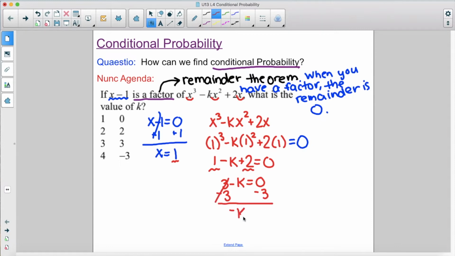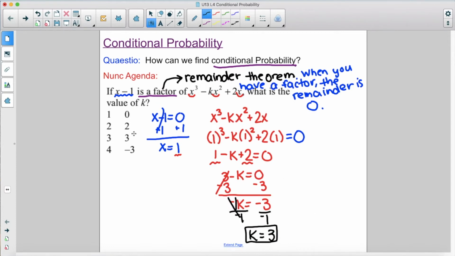We get negative k equals negative 3. K is not by itself yet because it has that imaginary 1 in front. So we have to divide both sides by that negative 1. And then we get k equals 3. Okay? And so our answer is answer choice 3. All right, so this is just kind of a review of the remainder theorem. Now let's get into some probability.